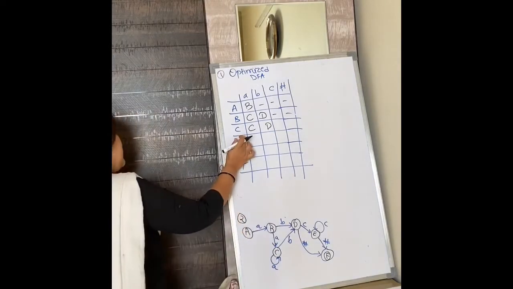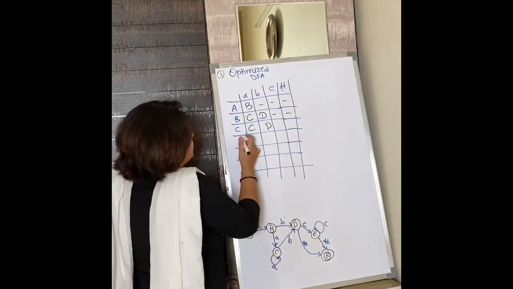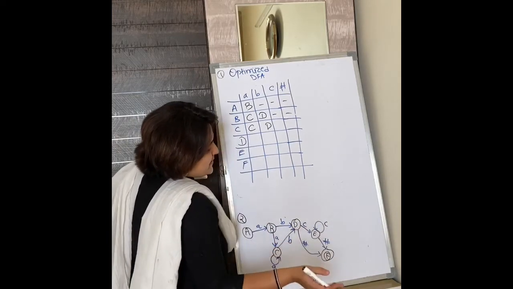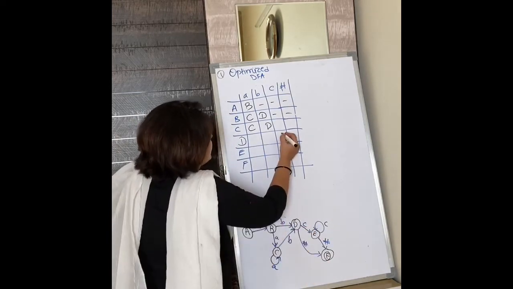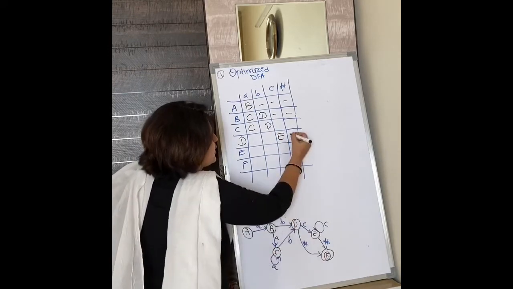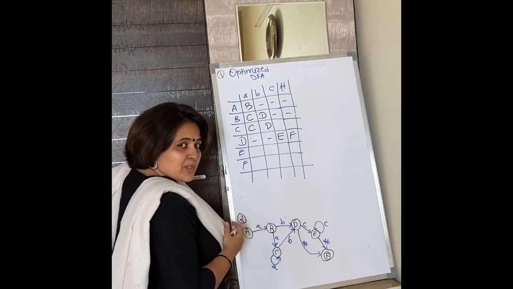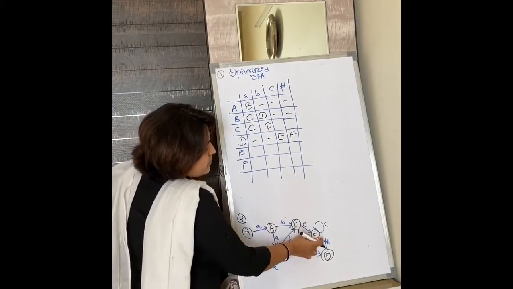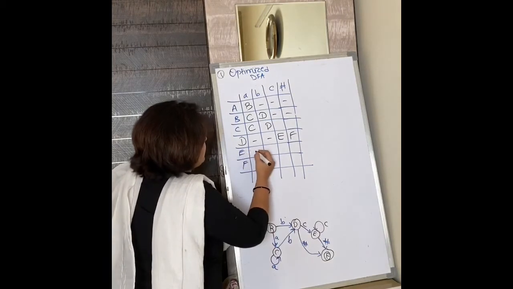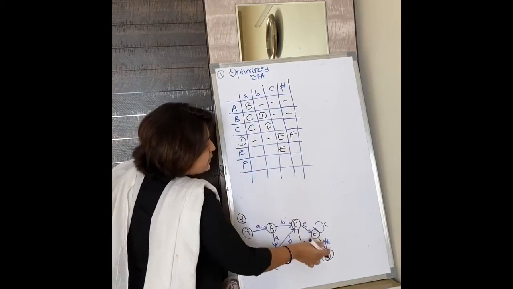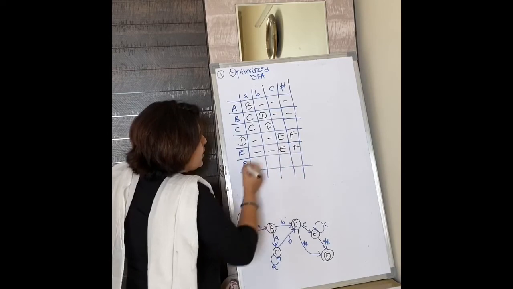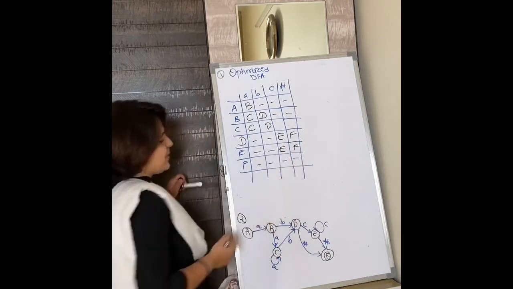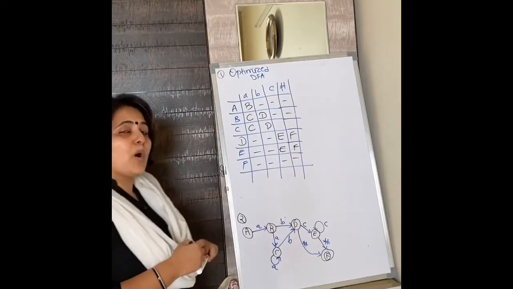Coming back to D. For D, if you input small a, there is no a transition, but if you input c, it is going to E. If you input hash, it is going to F. So a, b transitions are not available. Similarly for E, if you input small c, you will go to E itself. If you input hash, it will go to F. So no a, b transitions are available. And for F, there are no outgoing transitions available. It is an accepting state.